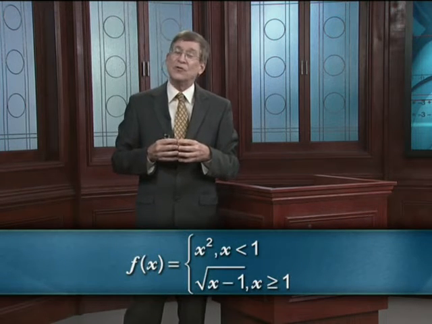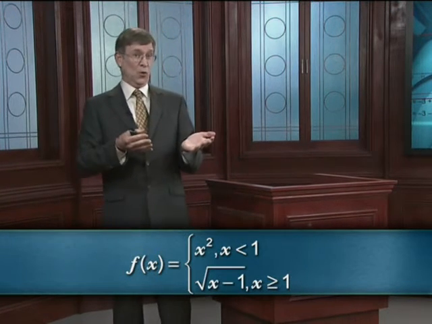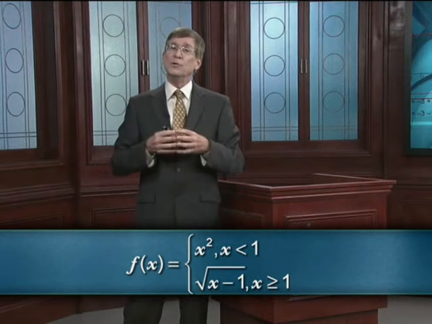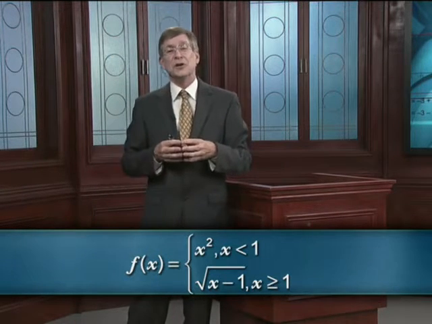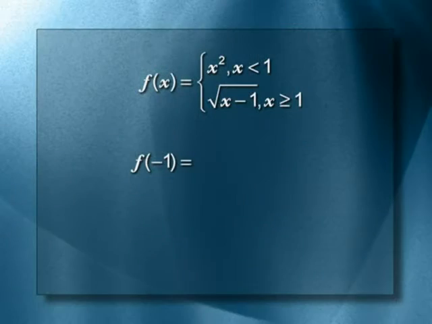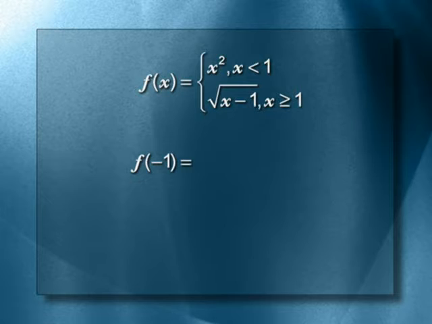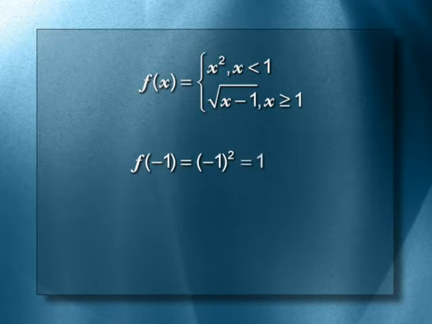Let's look at another function that's a little more complicated. This function, again, is defined by two rules, and here's how it goes. The function f of x equals x squared if x is less than 1, and it equals the square root of x minus 1 if x is greater than or equal to 1. So again, let's become comfortable with this function by plugging in some numbers and seeing the output. What's f of minus 1? Well, minus 1 is the top rule. So f of minus 1 would be minus 1 squared, or 1.